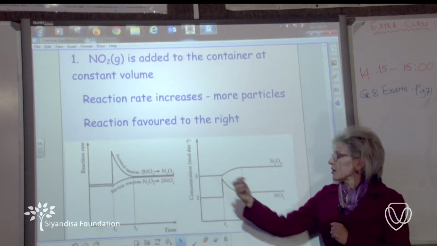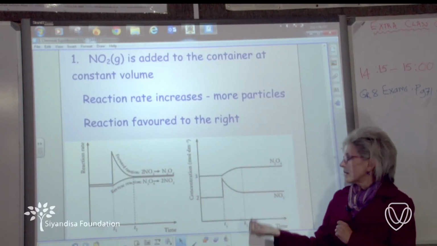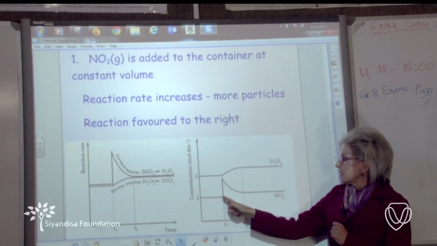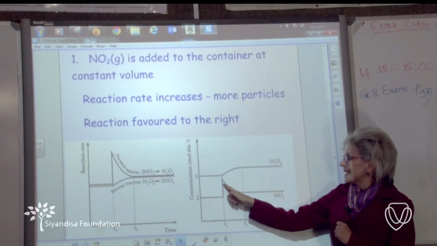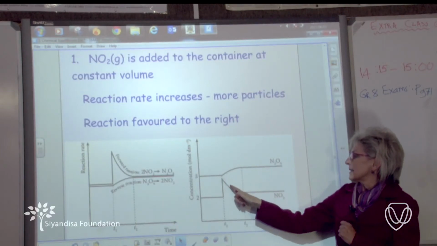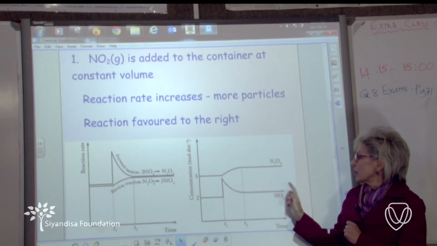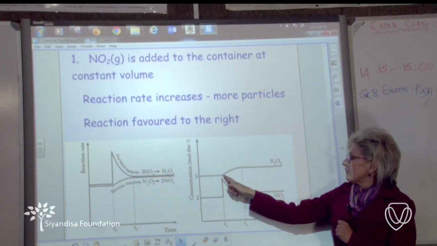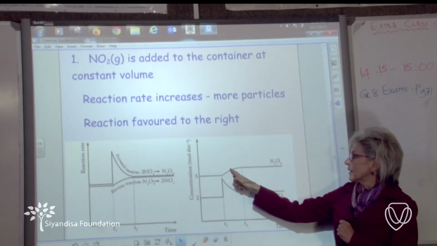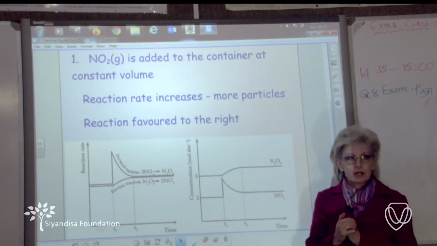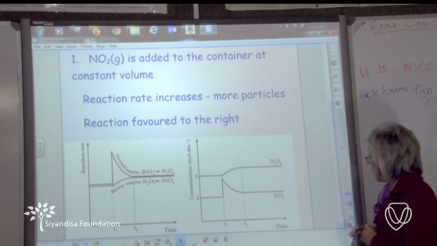If we look at the concentration graph, what's happened? Our NO2, amount of NO2 was increased, and then it becomes less, less, less until it is constant. The amount of N2O4 will then also increase because the forward reaction increased until, again, equilibrium has been reached. Right, next factor.